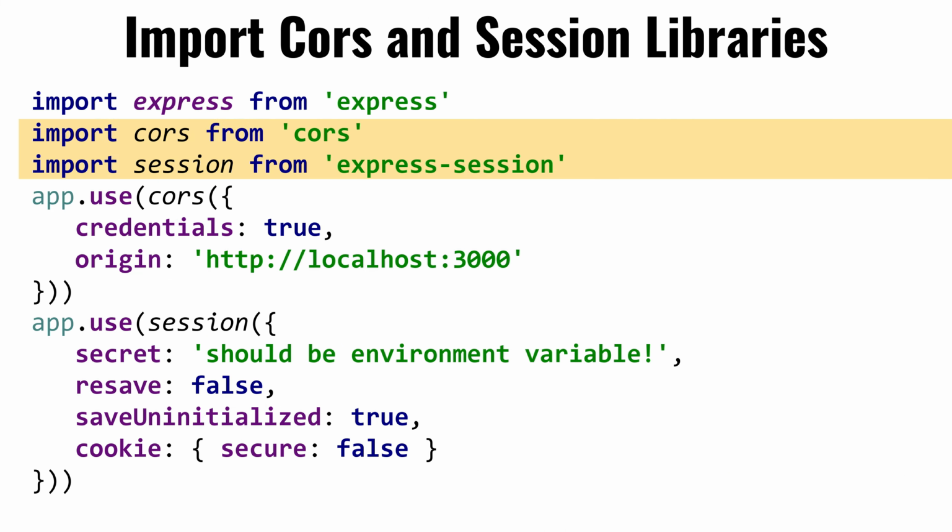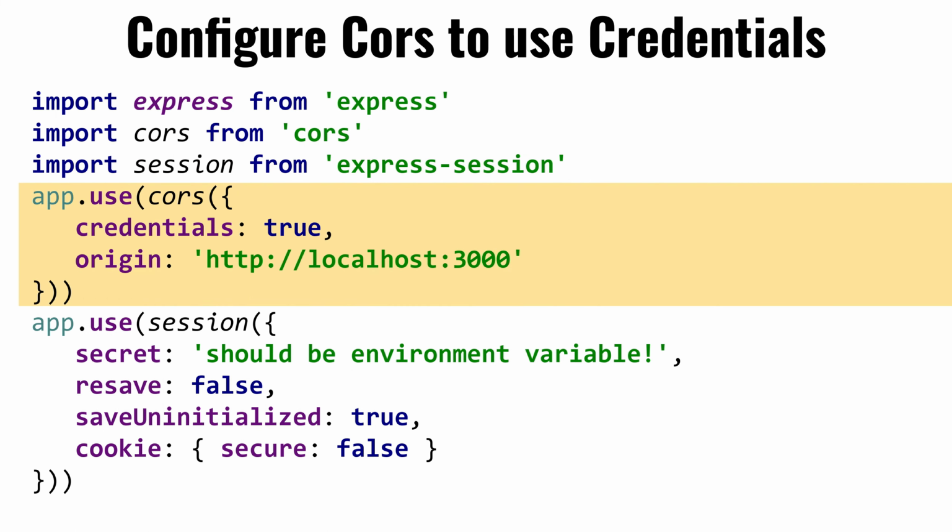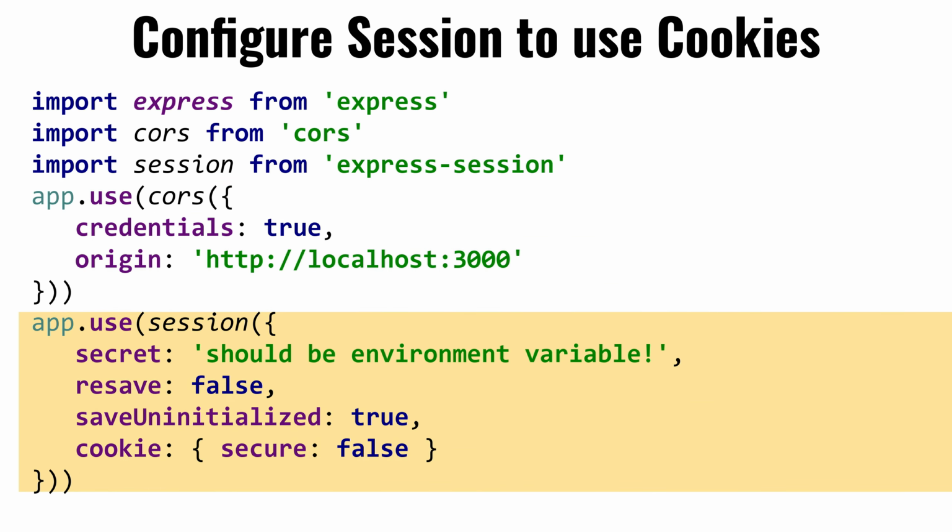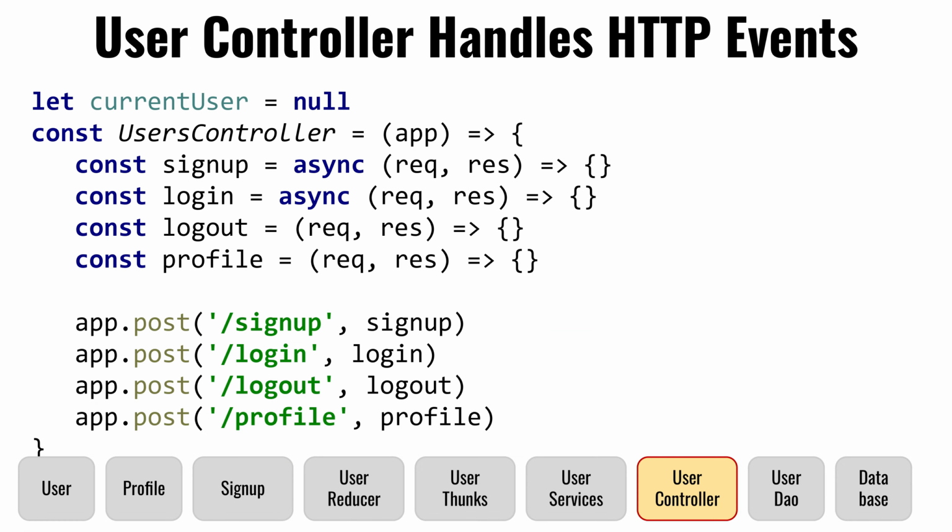Set up the session to configure cross-domain and secure communication. Configure CORS to use secure cookies and whitelist localhost 3000. Configure Express session to secure cookies. The user controller implements various user-related HTTP events. Let's focus first on signup for now.